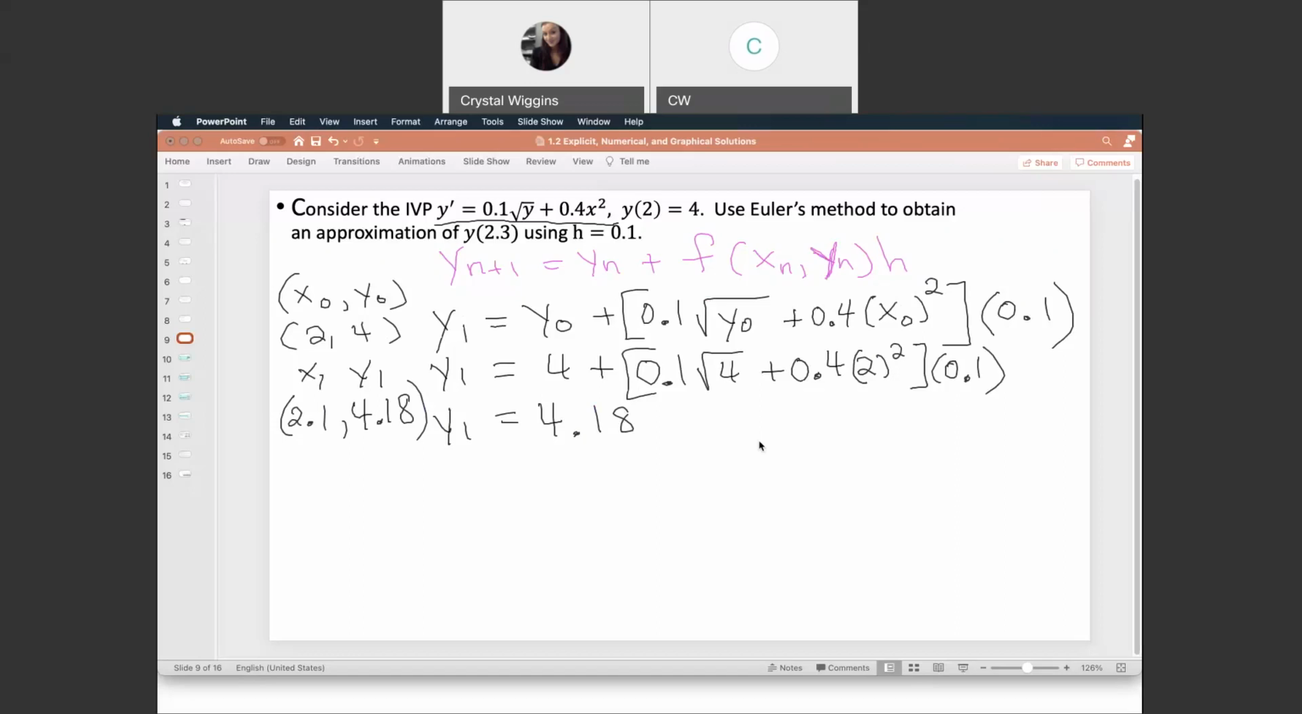So now that we have a new point, x1, y1, we look to see what our desired end is, and we see that it was 2.3. So we're not done yet. We have to keep going until our x value is 2.3, and then our answer is whatever the y is that's paired. So now we need to find y2.